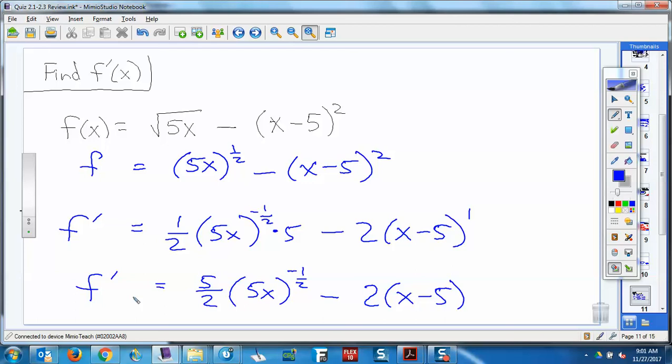How many people forgot to kick out that 5? Yeah, you have to raise your hand. Right? Yeah, of course you did. I haven't done very many of those. I haven't talked about that for a while.